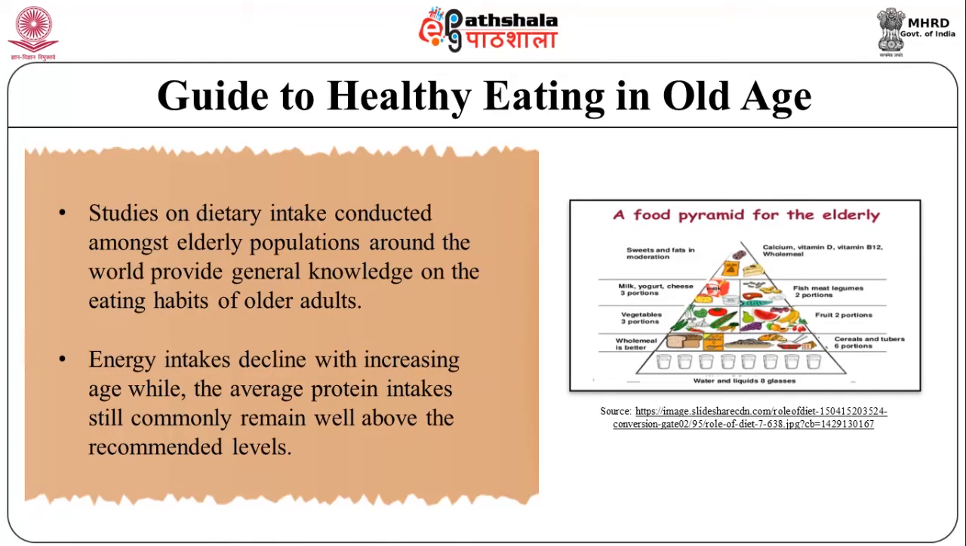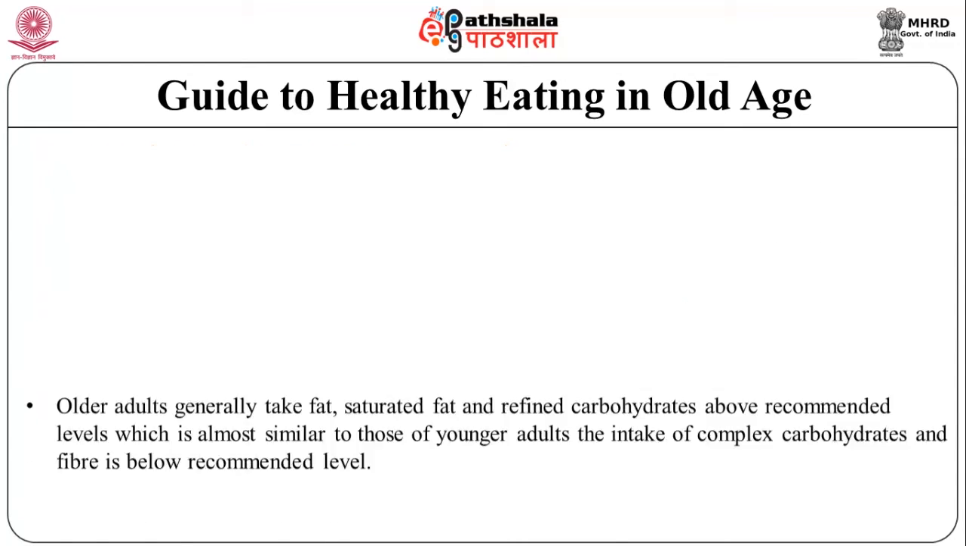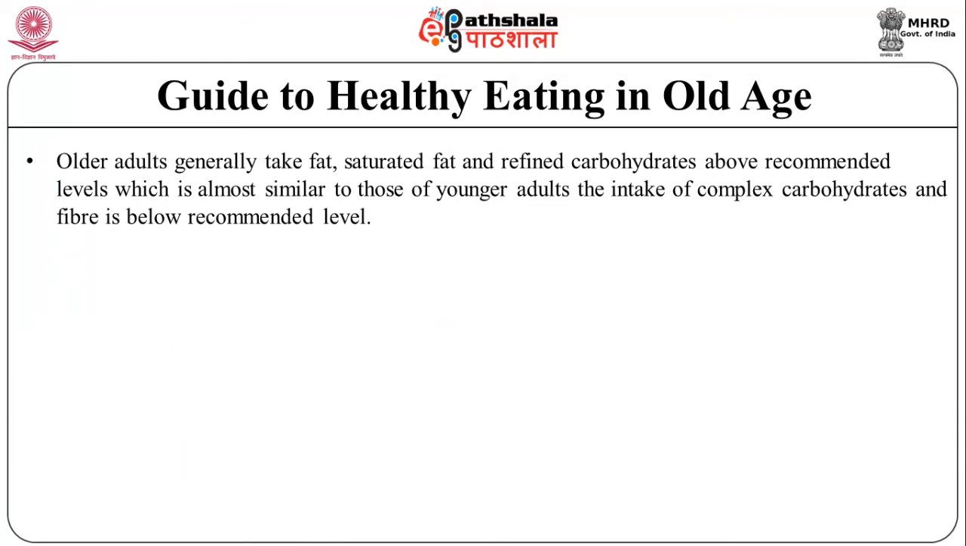Energy intake declines with increasing age, while the average protein intake still commonly remains well above the recommended levels. Older adults generally take fat, saturated fat and refined carbohydrate above the recommended level, which is almost similar to those of the younger adults. The intake of complex carbohydrate and fiber is below the recommended level.